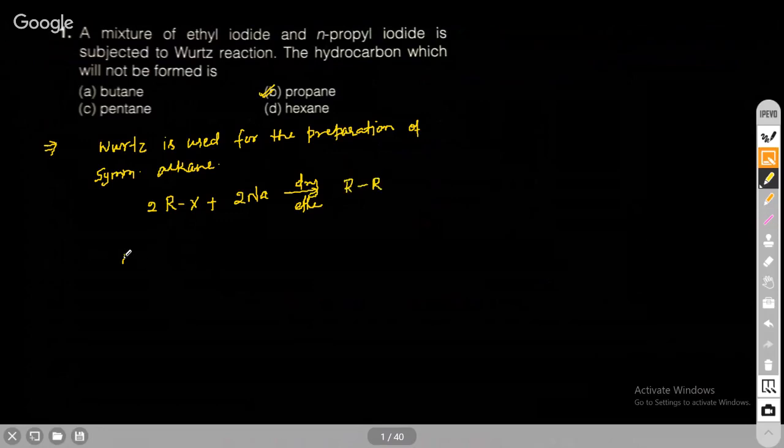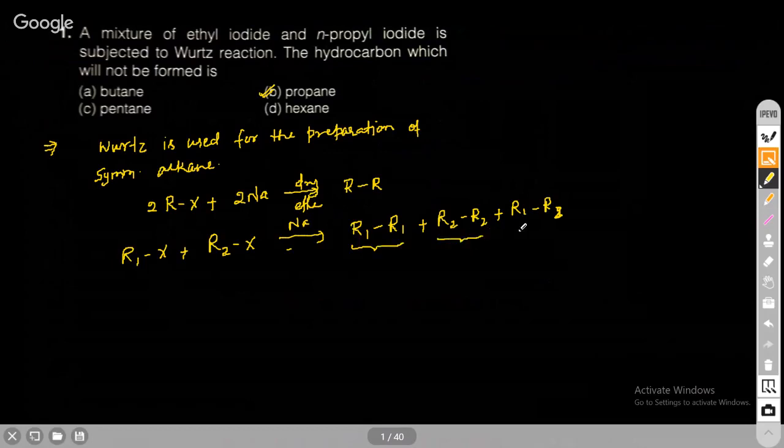But if we take two different alkyl halides, R1X plus R2X, with Na and dry ether, all these reagents are the same. Then the possible products here will be R1-R1, R2-R2, and R1-R2. These are the three possible products we'll get. Okay, all possibilities we'll have over here, right? So this is what happens when we have two different alkyl halides. So a total of three alkanes will be obtained.